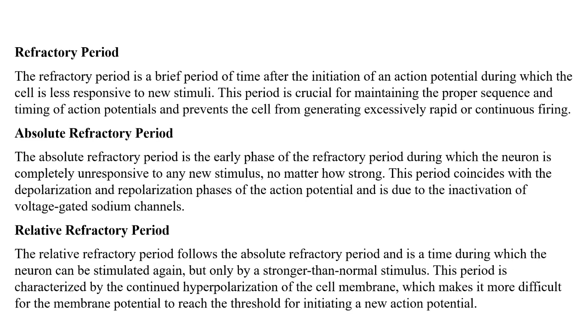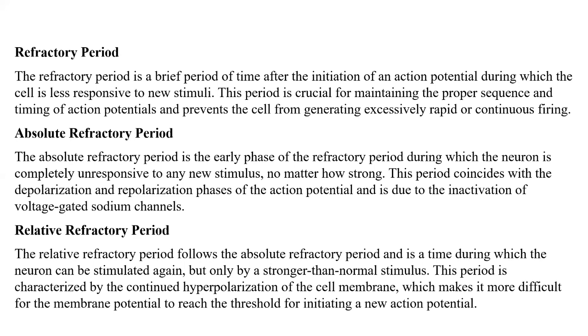What is the absolute refractory period? It is the early phase of the refractory period during which the neuron is completely unresponsive to any new stimulus, no matter how strong. This period coincides with the depolarization and repolarization phases of the action potential and is due to the inactivation of voltage-gated sodium channels. Relative refractory period. The relative refractory period follows the absolute refractory period and is a time during which the neuron can be stimulated again, but only by a stronger than normal stimulus.